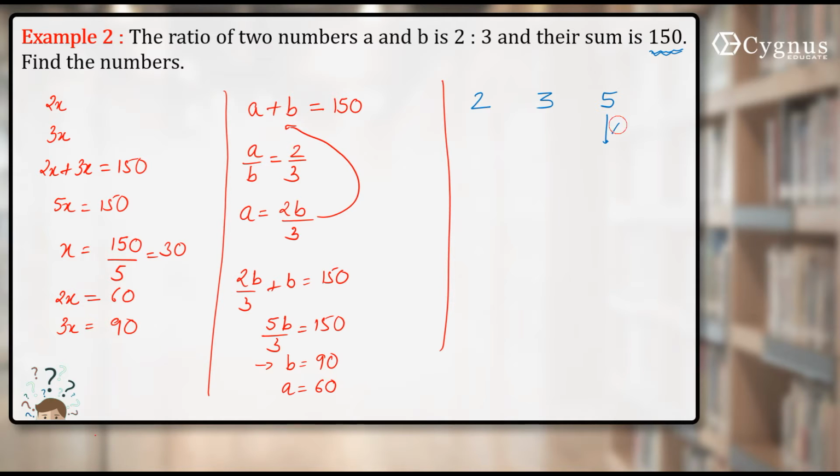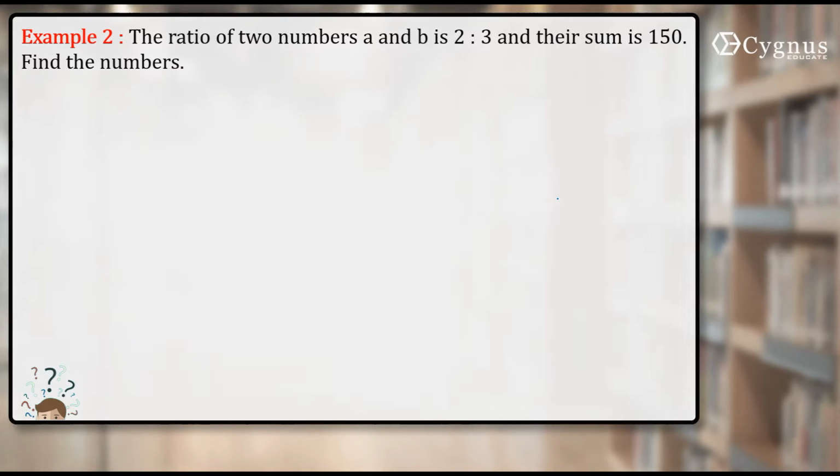Can you make it 150? Yes. We'll multiply it by 30 so that the sum becomes 150. But you cannot multiply one of the numbers by 30 only. You need to multiply the other numbers by 30 also. So when you multiply 2 and 3 both by 30, this one will become 60 and this one will become 90. So I can say that if the first number is 60, second will be 90, and the sum becomes how much? 150. Yes or no? I hope all the three methods are clear to you.